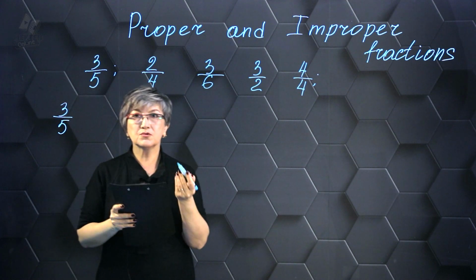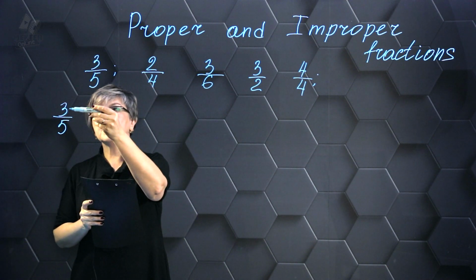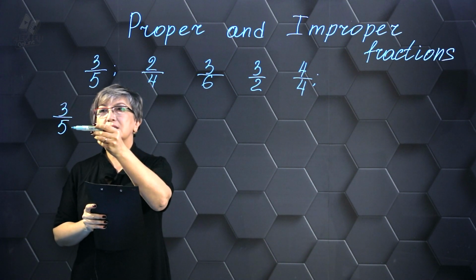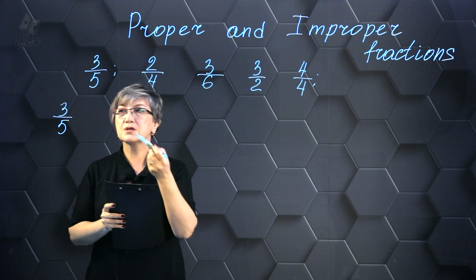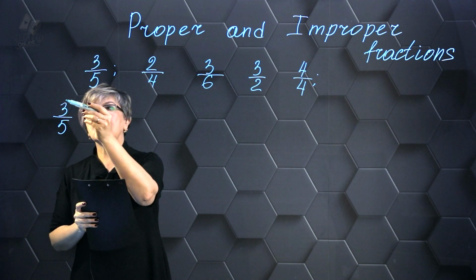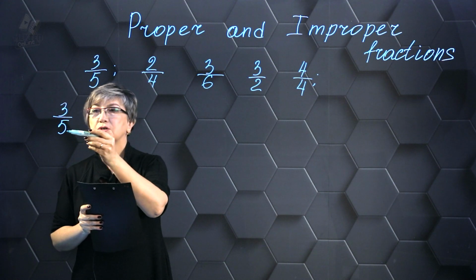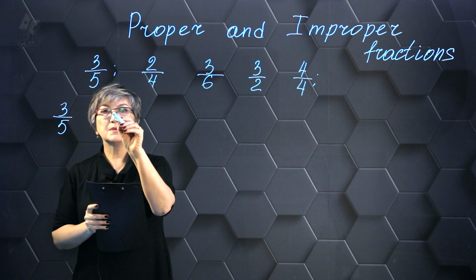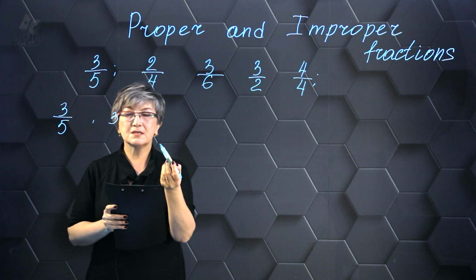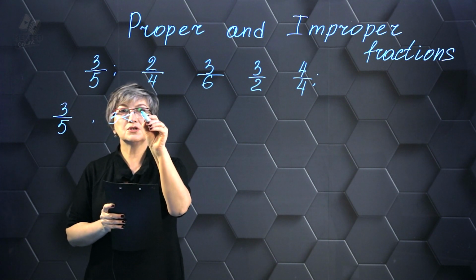What can I possibly say about it? In the numerator, I have the number 3, and in the denominator, I have the number 5. So what can I observe? I observed that the number 3 is smaller than the number 5. What can I say in response to this observation? The 3, that is the numerator, is less than the denominator.